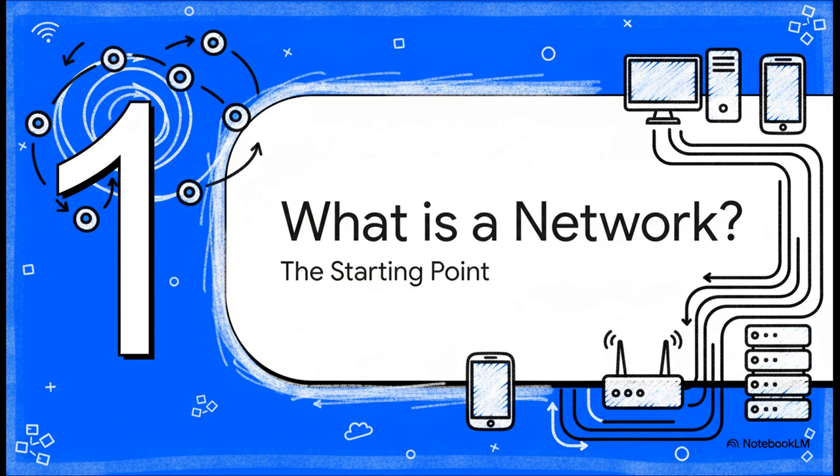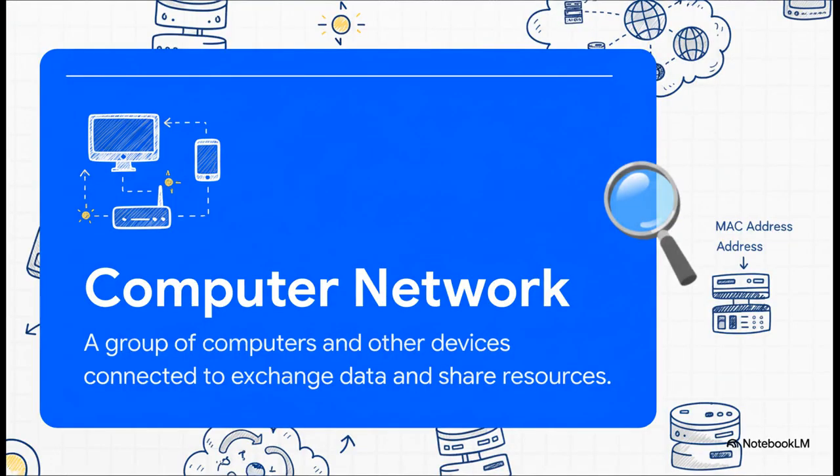Before our little packet can even begin its adventure, it needs a place to start. It has to exist on a network. But what does that word even mean, really? When you boil it all down, it's actually pretty simple. A computer network is just a group of devices, computers, phones, you name it, that are all connected so they can talk to each other. That's it. The entire goal is just to exchange data and share resources.